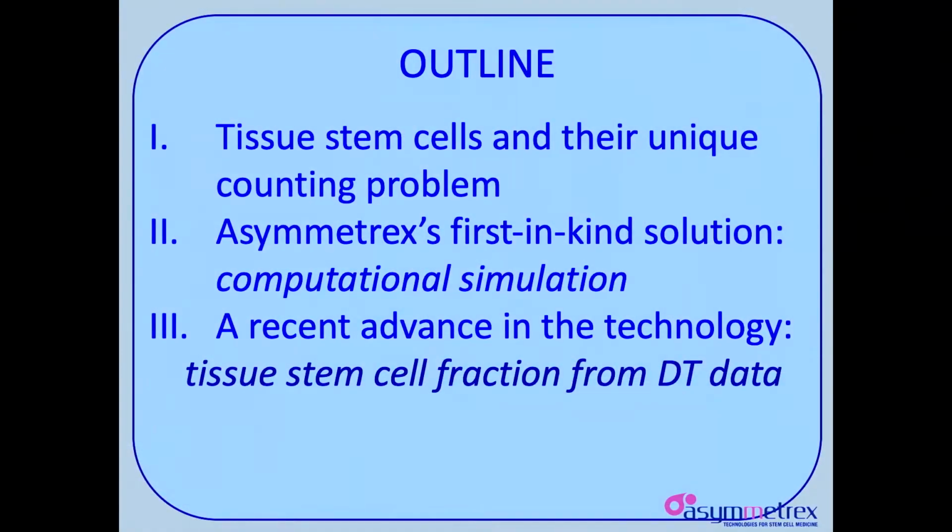So here's the outline for the talk today. I want to start off by reviewing tissue stem cells, getting us all on the same page, and reintroduce again their unique counting problem. I then want to tell you about Asymmetrics' first-in-kind solution, which is a computational simulation solution to solving that problem. And I want to get a little bit more in depth this time so that you have a better sense of exactly what we're doing as opposed to focusing on the output. And then I'll close with the recent advance, which is a new way to count stem cells quickly based on simple doubling time data.